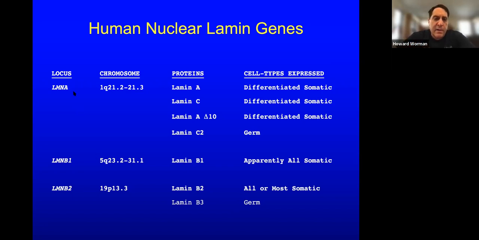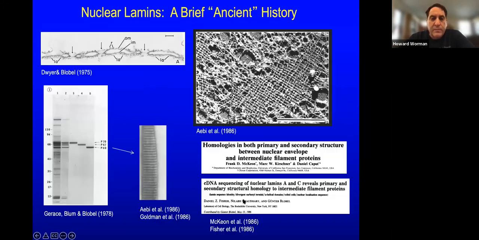So we now know that in the human genome there are 3 genes encoding proteins called nuclear lamins. There's LMNA that I just discussed. It's on chromosome 1. It encodes Lamin A, Lamin C, this minor isoform called Lamin A delta 10, and the germ cell isoform called Lamin C2. There's another lamin gene, LMNB1, on chromosome 5 that encodes Lamin B1, expressed in virtually all somatic cells. And there's the Lamin B2 gene on chromosome 19 that encodes Lamin B2, expressed in all or most somatic cells, and a germ cell specific isoform.